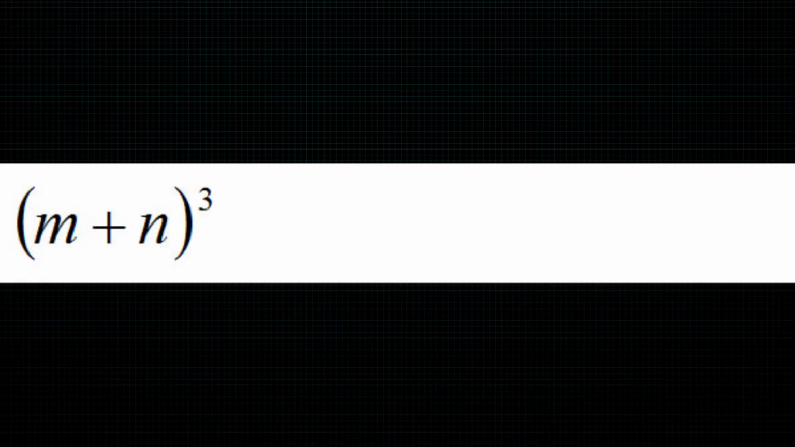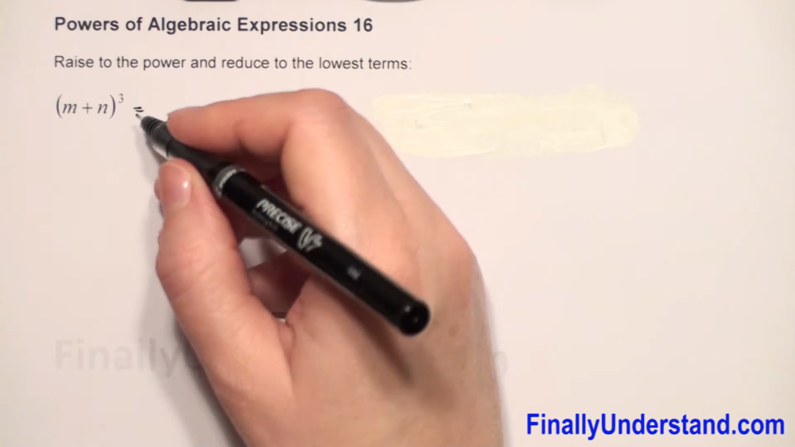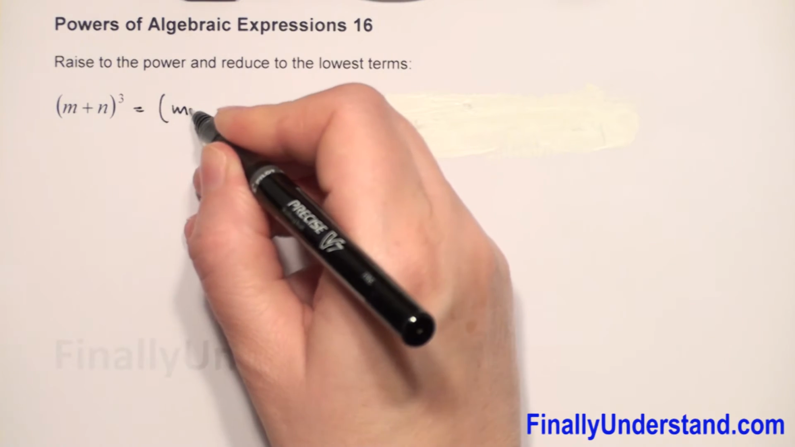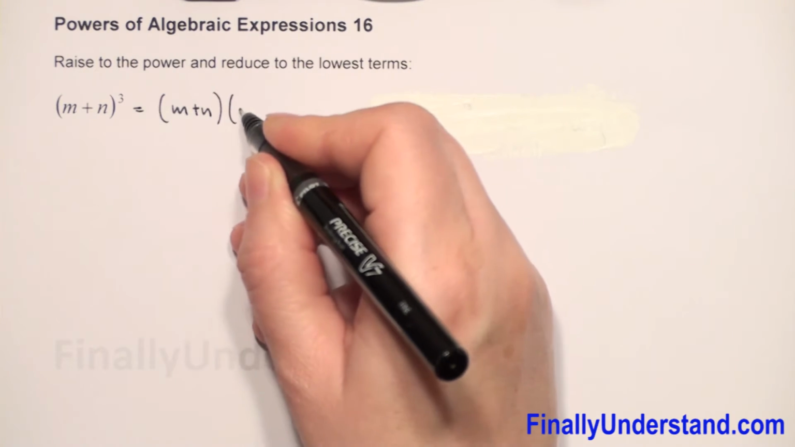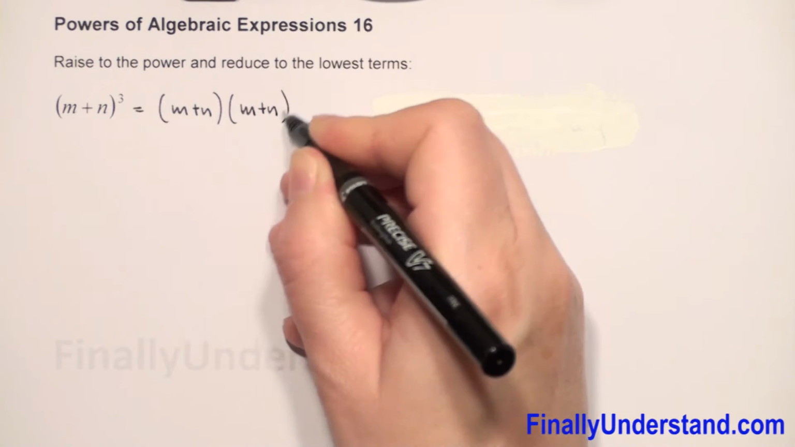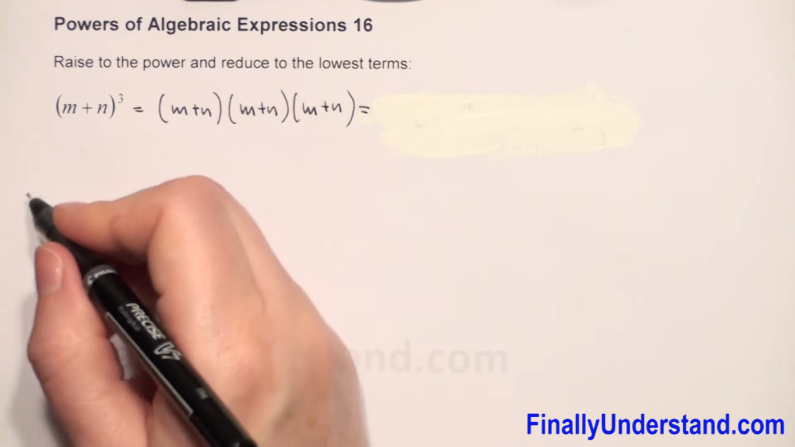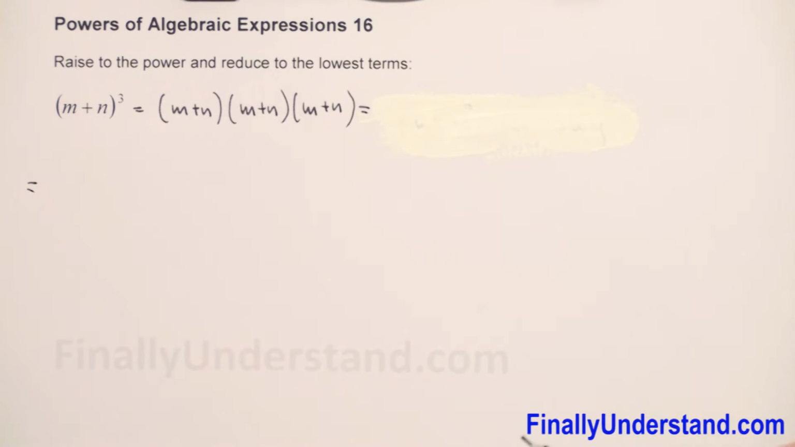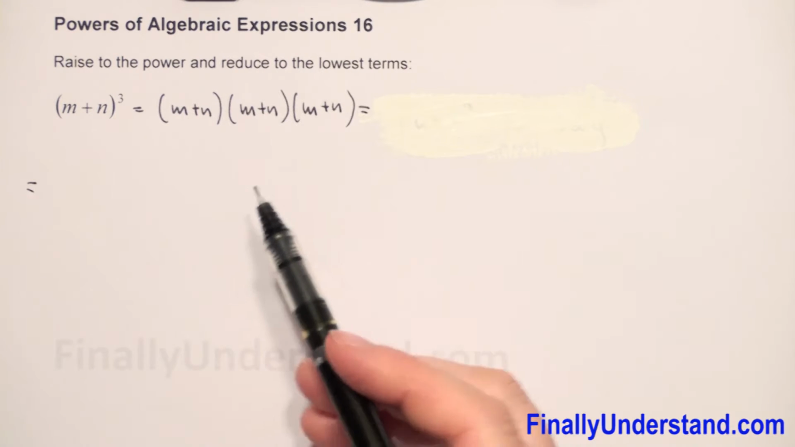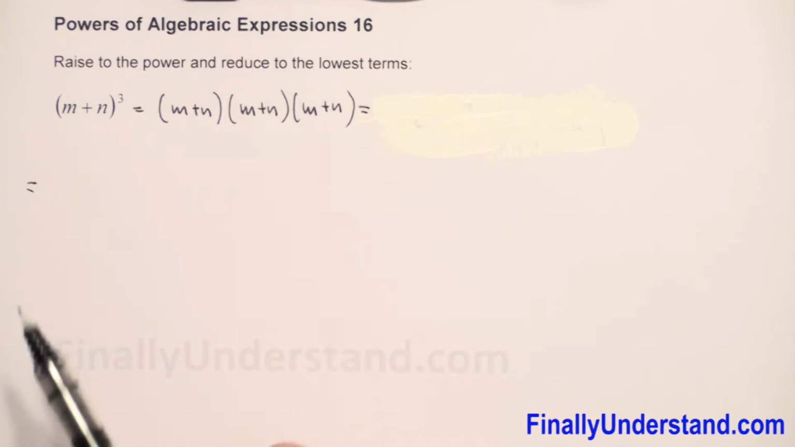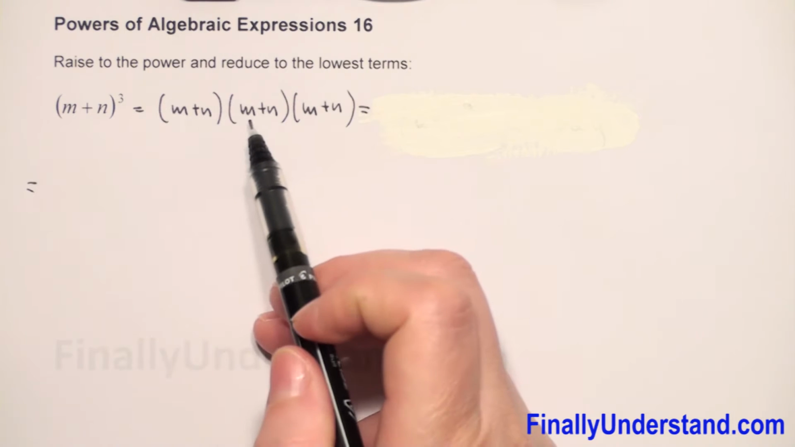We have here cube of binomial. So first I will rewrite that: this is m plus n times m plus n times m plus n. So now how will we solve this problem? First we will multiply these two parentheses as two expressions in parentheses. So we have m plus n times m plus n.